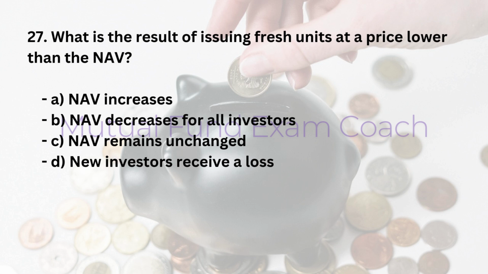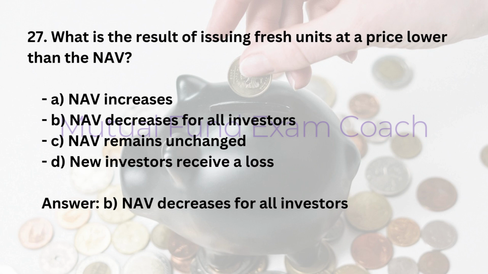27. What is the result of issuing fresh units at a price lower than the NAV? A. NAV increases. B. NAV decreases for all investors. C. NAV remains unchanged. D. New investors receive a loss. Answer, B. NAV decreases for all investors.